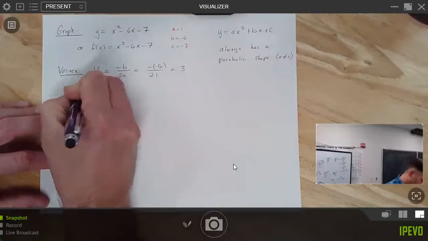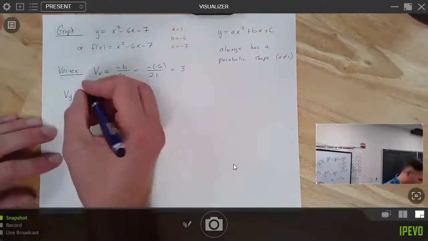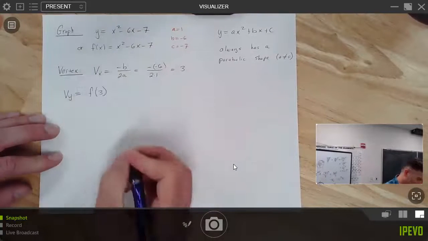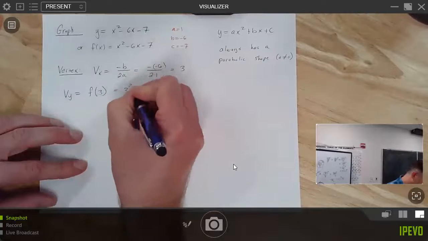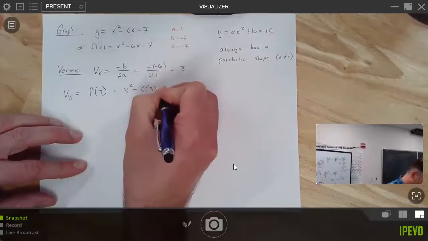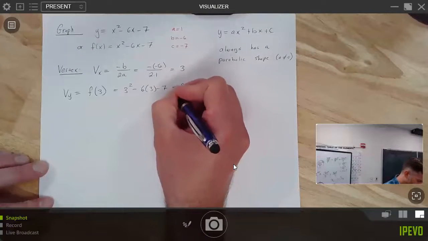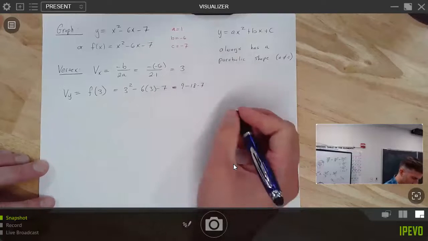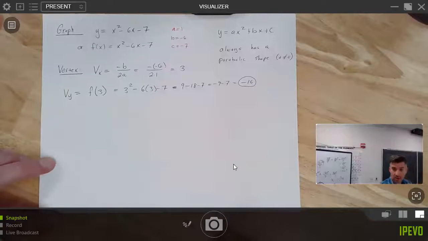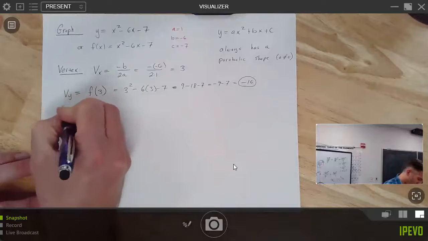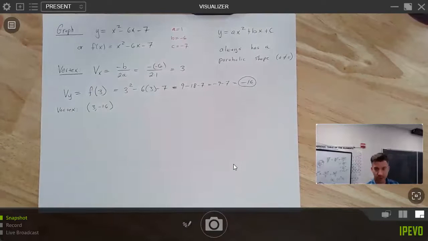To find the y coordinate, we're just going to plug the x value into the parabola. So I'm going to find f of 3 so that I can find the y coordinate of the vertex. That's going to be 3 squared minus 6 times 3 minus 7. All I'm doing is substituting in 3 for x. That's going to equal 9 minus 18 minus 7, which is negative 9 minus 7, which is negative 16. So my vertex coordinate pair is (3, negative 16). Great, we've got the vertex.